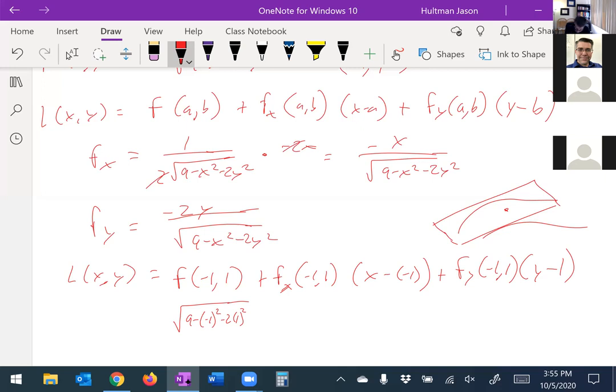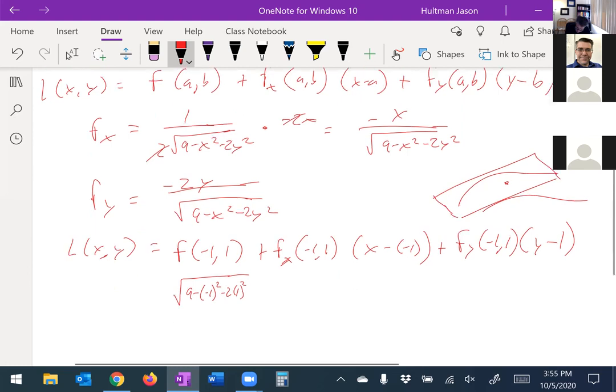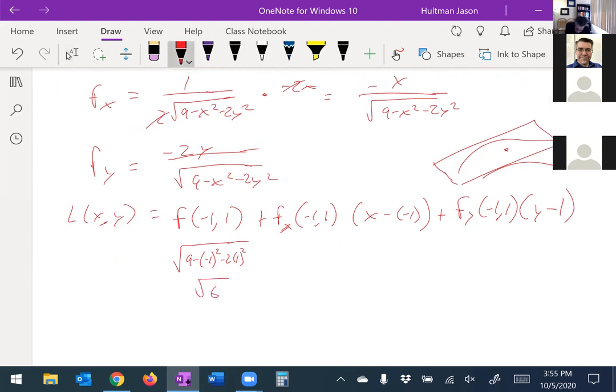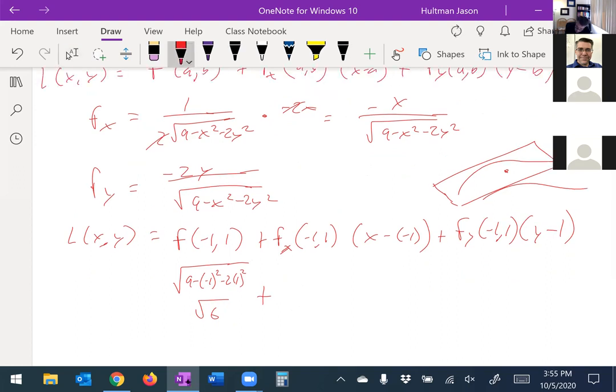So this is going to be 9 minus 1 minus 2. I'm going to say that's radical 6, the square root of 6. Plus, well, we already know that the denominator here is radical 6 for f sub x, because the denominator is the same as the original function. So this is going to be negative x. Well, what's negative x? That's going to be 1, right? So wouldn't this just be 1 over radical 6 times x plus 1?